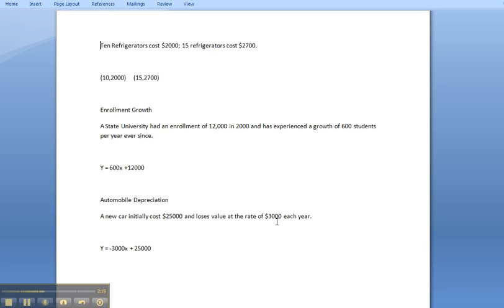So after 1 year, it's going to be 25,000 minus 3,000. After 2 years, it's 25,000 minus 2 times 3,000. It's going to go down. Well, here's your equation. 25,000, if I plug in a value, plus 1 times negative 3,000. If it was the second year, plus 2 times negative 3,000, and so forth. Here's your equation for this one. Again, let's show you how to graph these, and then we're going to work this one out by hand.